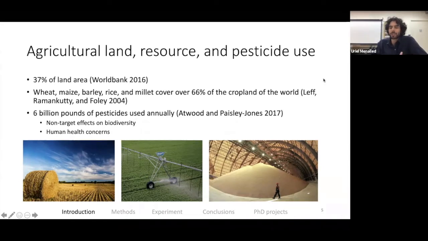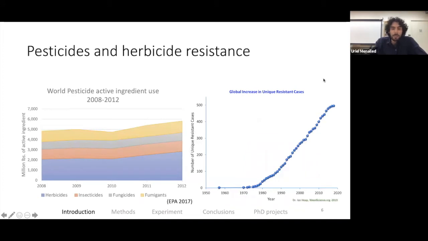And I also learned that a tremendous amount of inputs go into maintaining conventional agricultural systems. So there's billions of pounds of pesticides that are used annually, and there are consequences to this over-reliance on pesticides, including non-target effects on biodiversity, as well as effects on human health. Across the world, the main type of pesticide used are herbicides. And so herbicides are a class of pesticide that is used to manage plants or weeds.